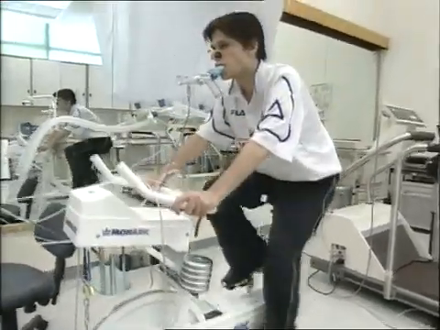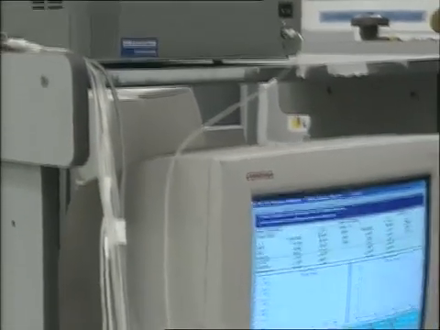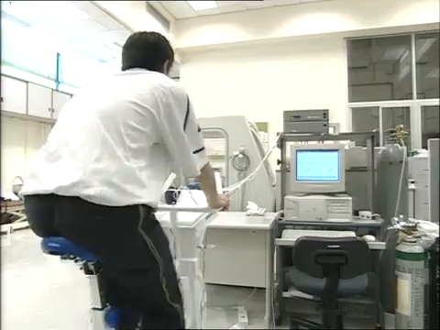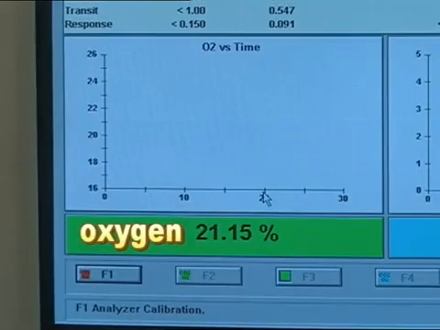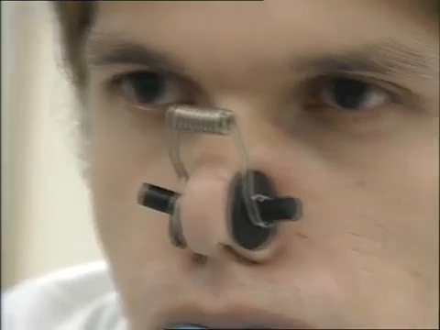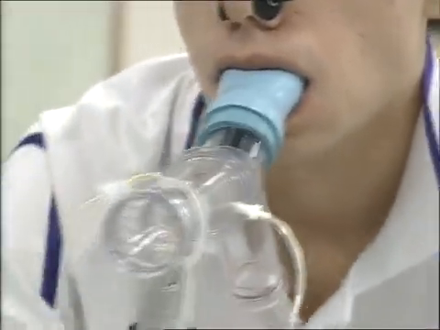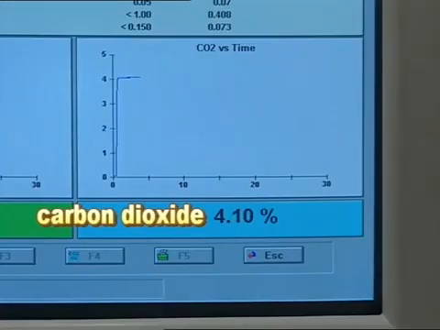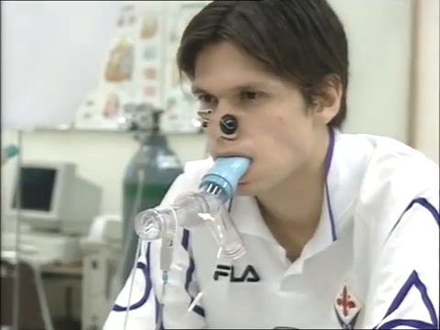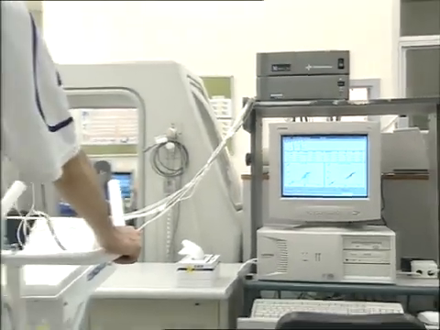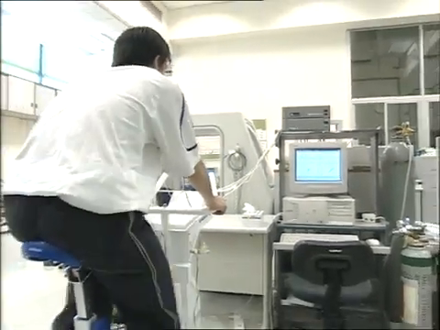All living things breathe air all the time. This apparatus shows the difference between the inhaled air and the exhaled air. We see the air in this room is composed of 21.15% oxygen and 0.07% of carbon dioxide. When the athlete exhales into the apparatus, we see it's composed of 16.11% oxygen and 4.10% of carbon dioxide. This demonstrates that the exhaled air contains less oxygen and more carbon dioxide. In other words, when we breathe, we use up oxygen and give out carbon dioxide.